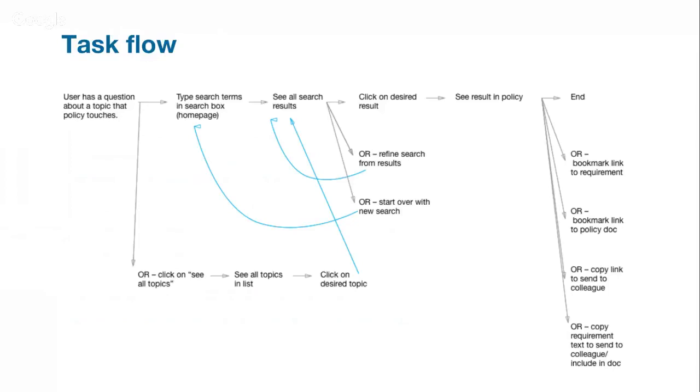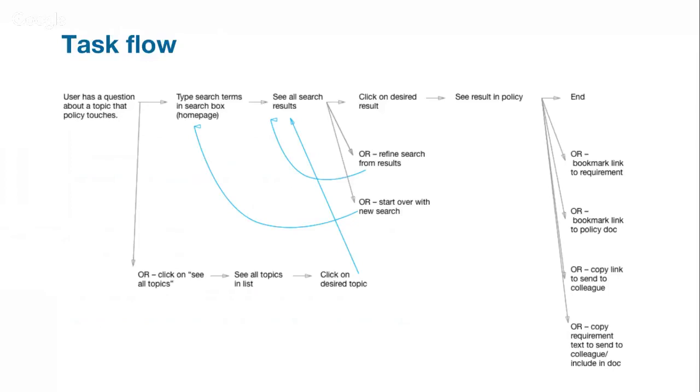There's an alternative path that we're working on the side, where you would browse to a topic instead. So you could click on see all topics, you see everything in the list. You click on the desired topic, and then you go back into the flow of see all search results. So let's say they keep going, they click on the desired search result, then they would probably want to see that result within the policy.